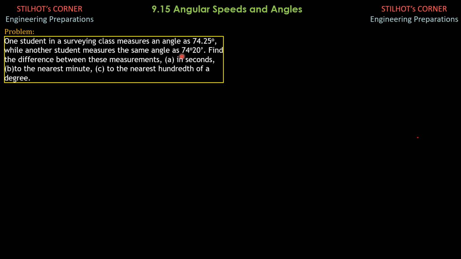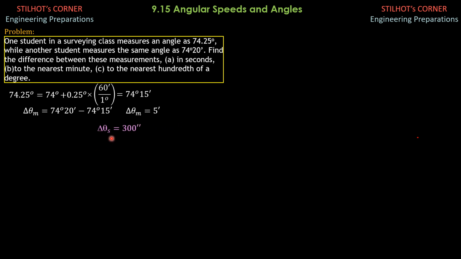So let's convert 74.25 degrees to degrees and minutes. 74.25 degrees is equal to 74 degrees plus 0.25 degree times 60 minutes per degree. Computing, that is equal to 74 degrees 15 minutes. Therefore, we can now get the difference between the measured angles in minutes first. So delta theta in minutes is 74 degrees 20 minutes minus 74 degrees 15 minutes, and that is 5 minutes.